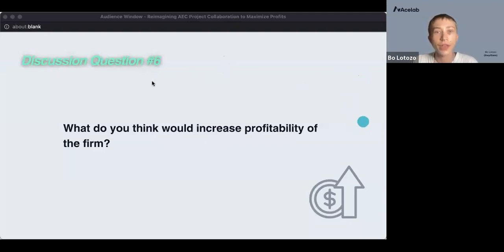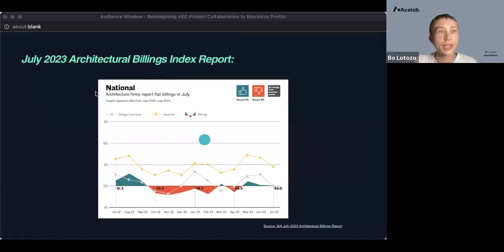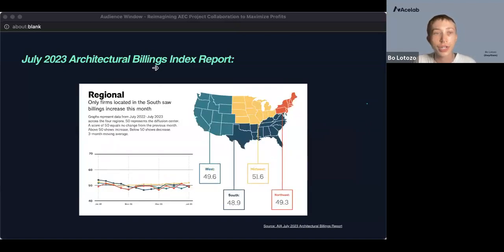Okay, cool. All right, I'm going to go quickly through these next slides, but just want to mention that these are from the AIA's Architectural Billings Report. So it's a great place to look for some high-level insights in terms of firm profitability and the overall industry.